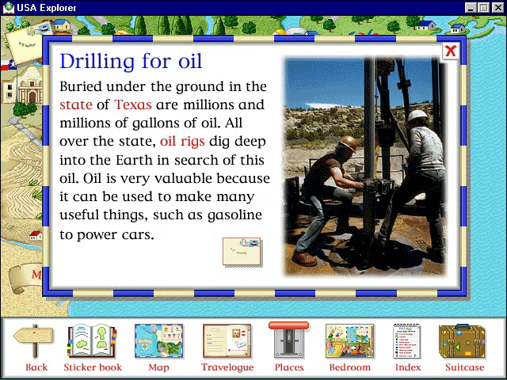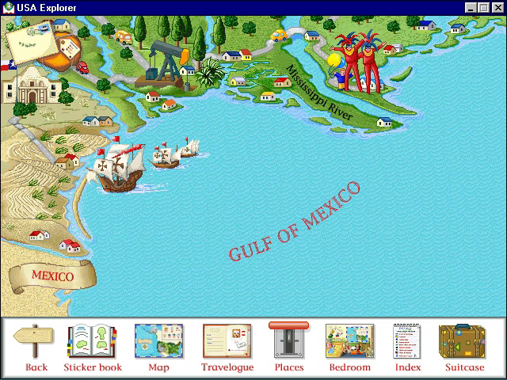Oh no, Joe's gone again. But here's the clue he left. Drilling for oil. Buried under the ground in the state of Texas are millions and millions of gallons of oil. All over the state, oil rigs dig deep into the earth in search of this oil. Oil is very valuable because it can be used to make many useful things, such as gasoline to power cars. And here's a photo for your travelogue.